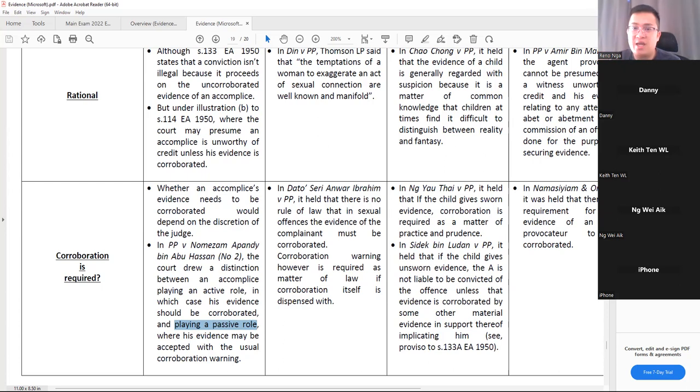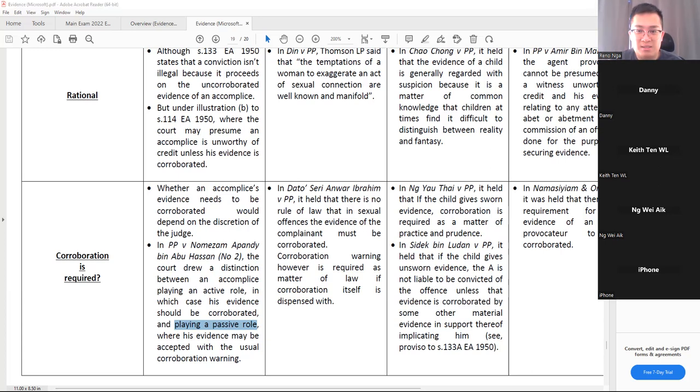But if today I'm the one who instructs Dr. Chi to commit the crime, I'm playing an active role. So in that case, my evidence against Dr. Chi must be corroborated. Why we need to corroborate it is because we need further evidence to support what I'm saying. Maybe I'm lying, maybe it's true. This is why we need corroboration. So does everybody understand? Okay, like I say, if I don't hear anything, I think you guys understand, right?